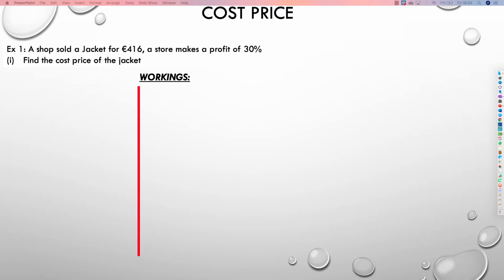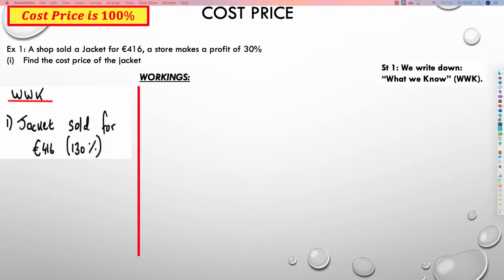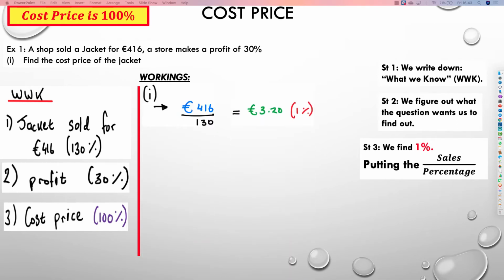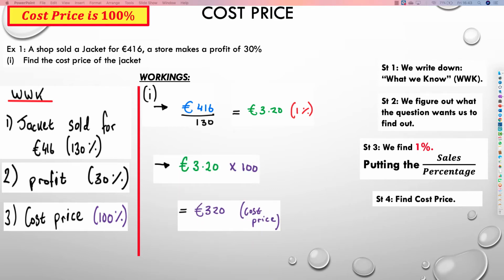So what do you get? Let's look. Cost price is always 100%. So the jacket sold for 416, which is 130%. So that is 416 divided by 130 is €3.20. Multiply that by 100 is €320. That's how much percentage was? 130. You get €3.20. That's 1%. We're always looking to find 1%. We multiply your €3.20 by 100, and the cost price of the jacket was €320.